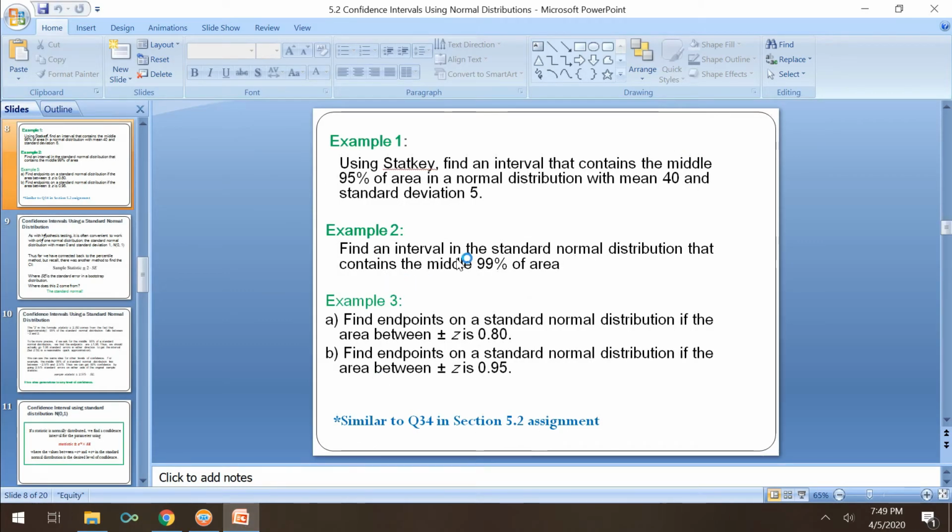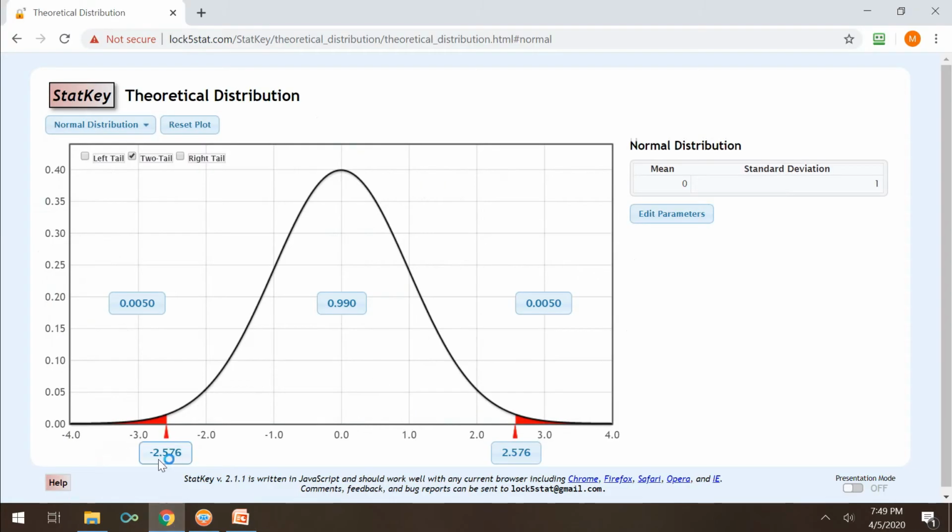So the question is to find the interval. One more time, the interval is between negative 2.576 and positive 2.576.